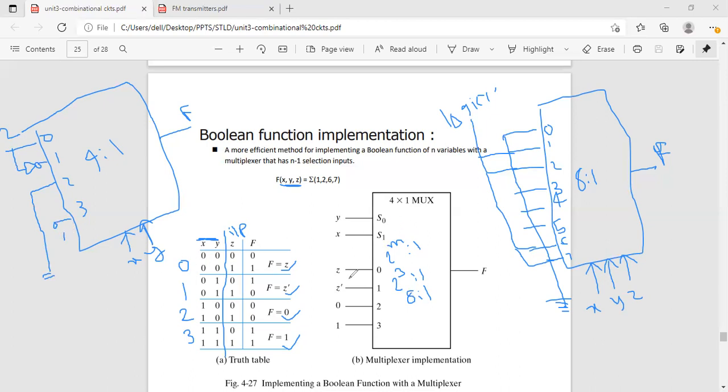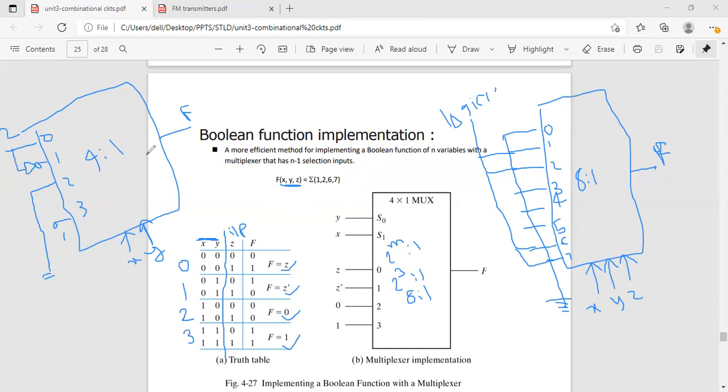Okay, so this is the implementation of the given function using lower order multiplexing, that is 4 to 1 multiplexer. సో లోయర్ ఆర్డర్ మల్టీప్లెక్సింగ్ యూజ్ చేసి కూడా మనము ఇంప్లిమెంట్ చేయొచ్చు. ఇప్పుడు మీరు అబ్జర్వ్ చేయండి, సేమ్ ఫంక్షన్ ని మనము 8 to 1 యూజ్ చేసి ఇంప్లిమెంట్ చేసాము. సేమ్ ఫంక్షన్ ని 4 to 1 మల్టీప్లెక్సర్ యూజ్ చేసి ఇంప్లిమెంట్ చేసాము.